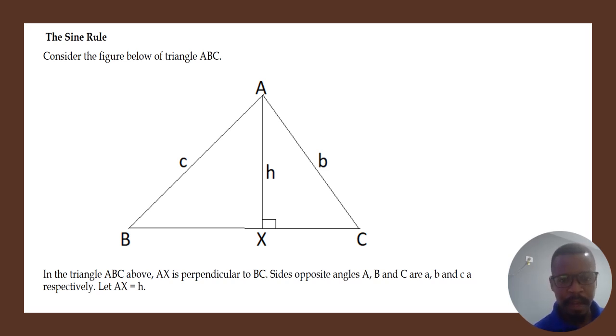So in this triangle ABC, we have introduced this point here, X, on the line AX, and we are going to make it perpendicular to BC. It has to be perpendicular to BC. By doing that, we have introduced two right-angled triangles. In this case, we have triangle ABX and triangle AXC. Those are two right-angled triangles. But when you combine the two triangles, they form one triangle, which is not a right-angled triangle.